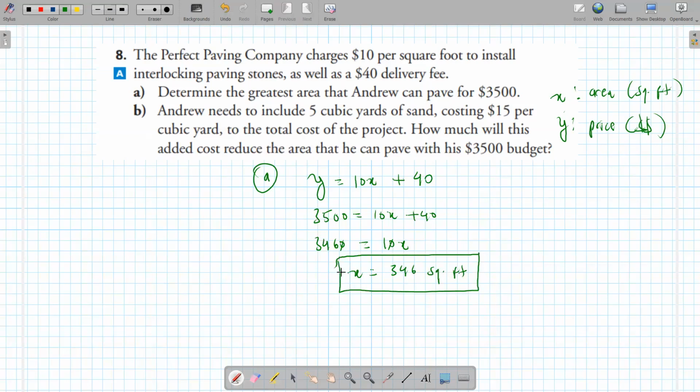Pretty expensive. Part B. Andrew needs to include 5 cubic yards of sand costing $15 per cubic yard to the total cost of the project. How will this cost reduce the area that he can pave? All right, so part B, we need to include something else in the budget, which means our area is gonna go down. Any ideas on how to approach part B?